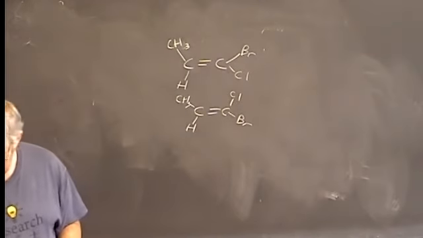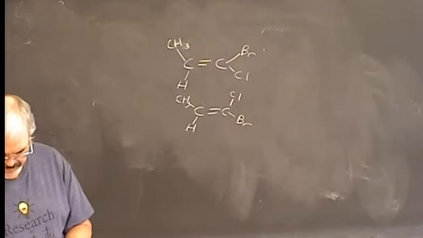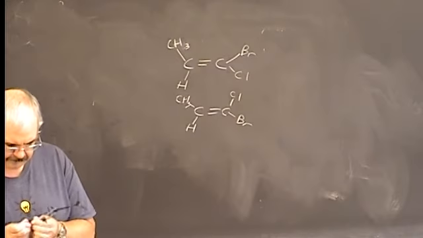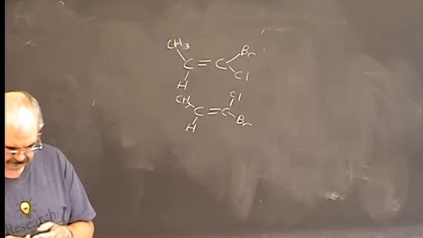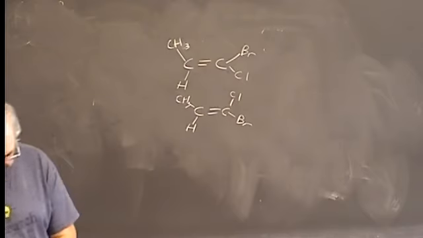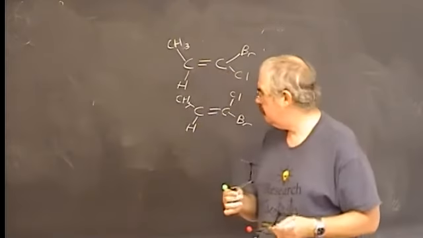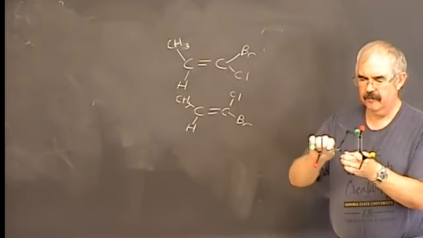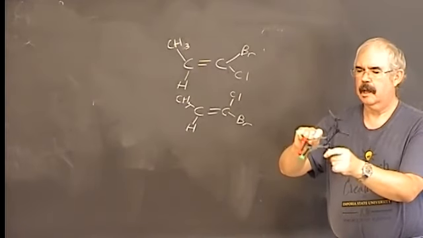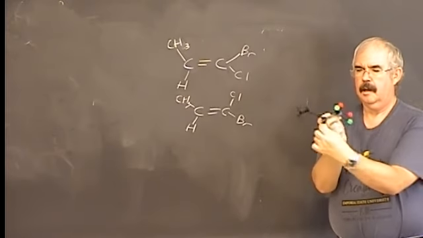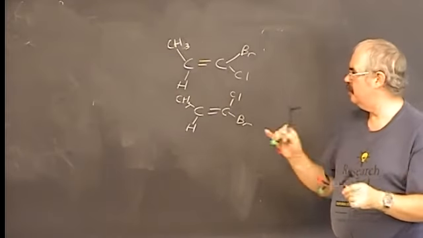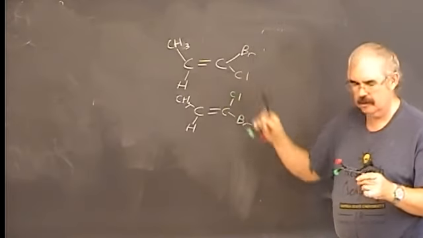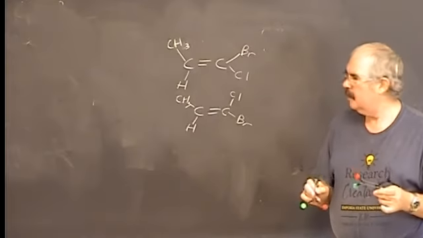Okay, if I have this isomer, these are clearly different. I cannot line up all of the groups at the same time. In order to convert this one to this one, I actually have to break this bond and break this bond and switch these two. So these are different isomers.